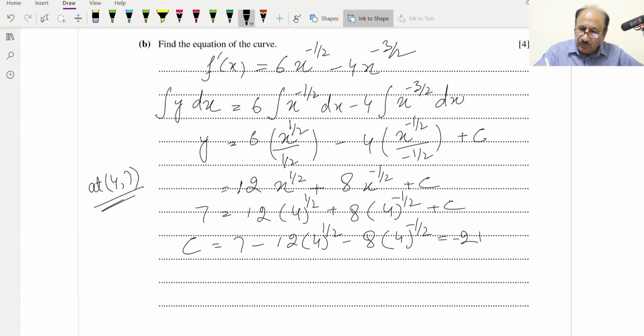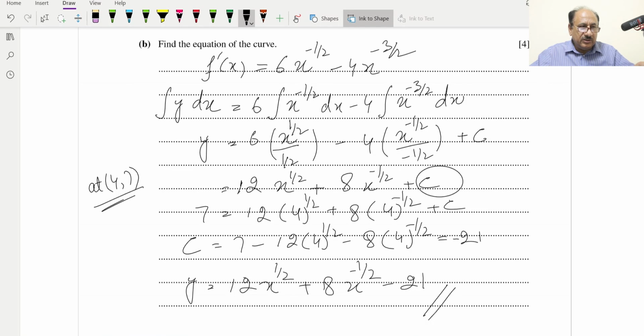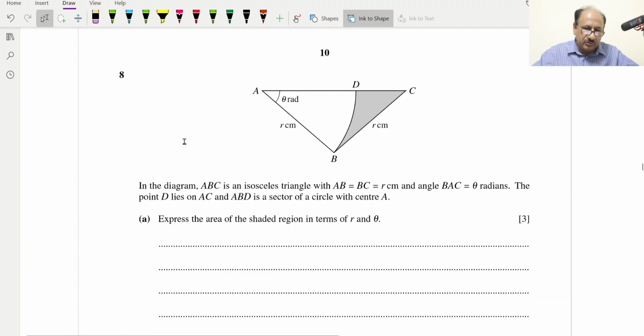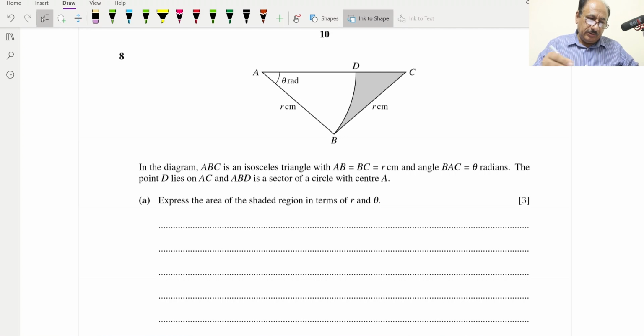So C value will be minus 21, which we replace over here, and the final equation which we will get is what? Better to replace over here because this is the simplified answer. So we can write y is equal to 12x raised to 1 by 2 plus 8x raised to minus 1 by 2 and minus 21, which is c value, and this will be our final answer for this question. Hopefully you understood this.